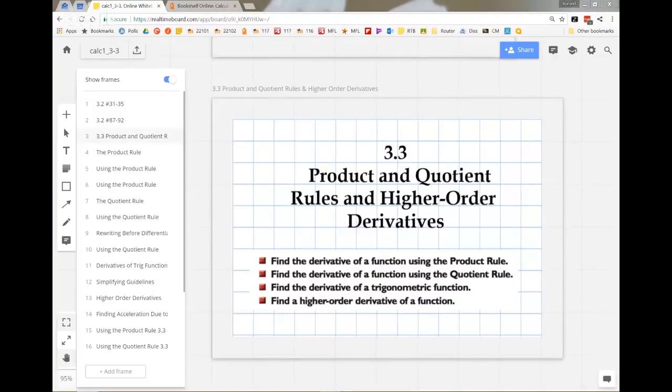And we're going to introduce two new rules today, as you can tell by the title, the product and the quotient rules. And then we're going to talk about higher order derivatives. This lesson, I suspect, we're probably going to need 2 days for this. So we'll get started. But let's open it up with questions on the 3.2 assignment.